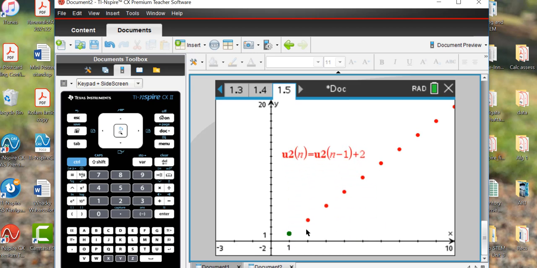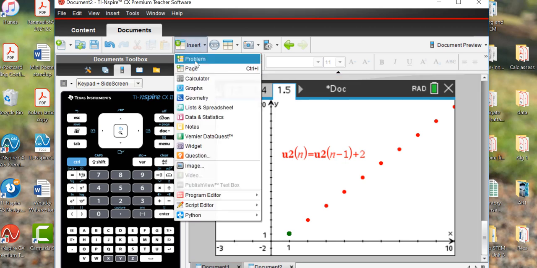Okay, check it out. So this guy right here is the initial term, right? Term 1 is 1. How did I get to term 2? Well, it looks like I added 2. So does it appear to be the same line? Yeah, it's a line, but it's not connected. All right, let's see if we can try one more.